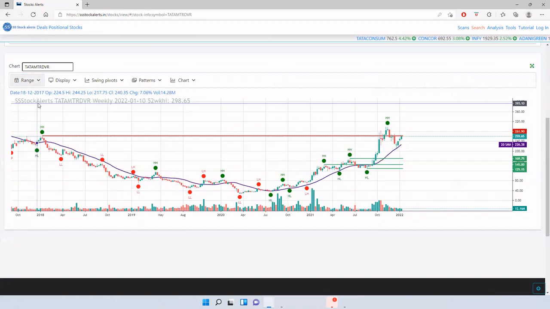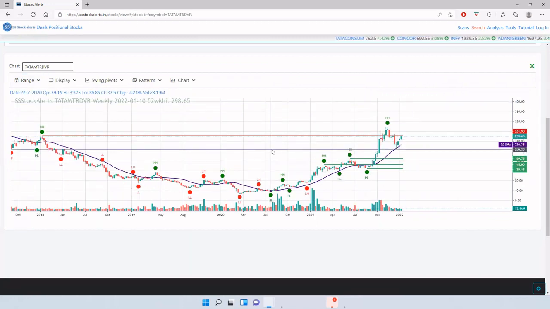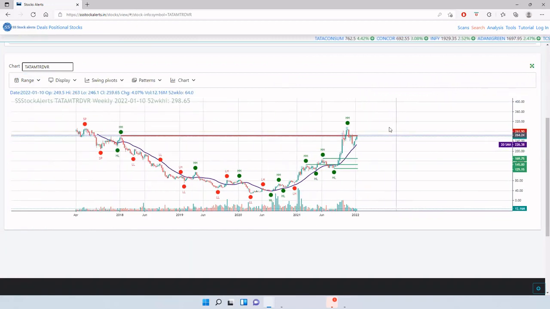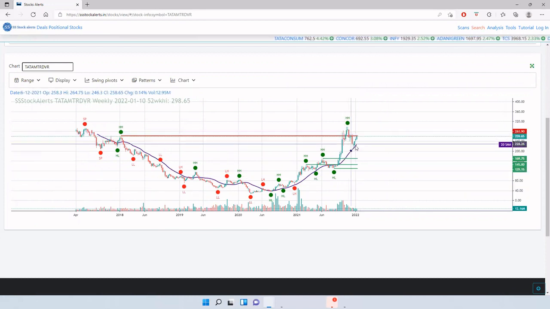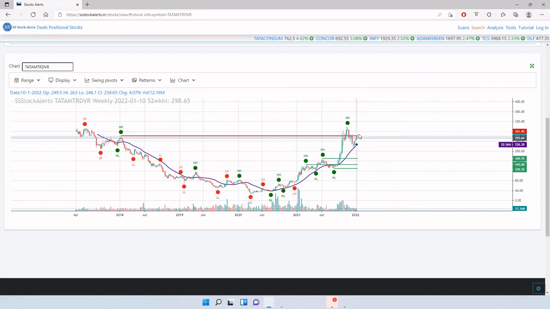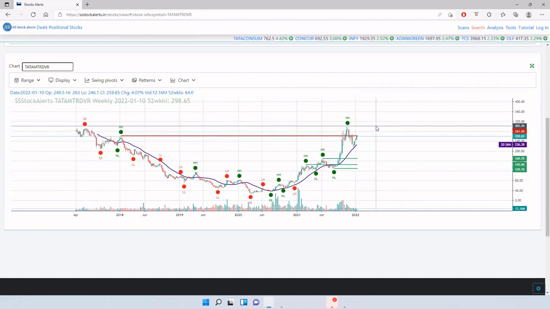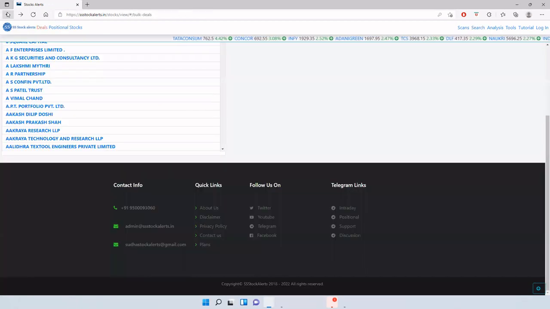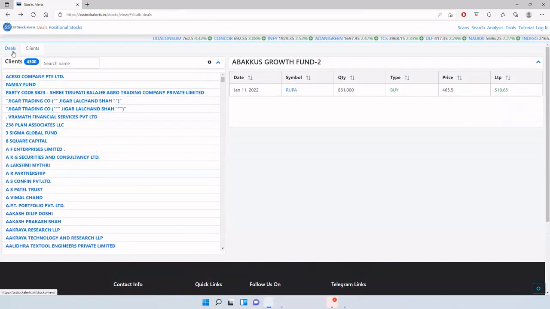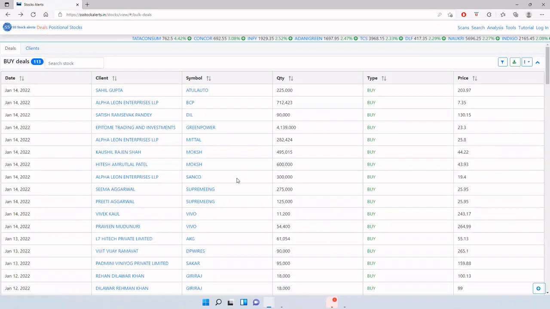So for example here, this stock is almost trading in its 52-week high zone, and they already have huge buying in this area. It might reach the top again, this 299 it can reach. So such things can happen. Those information we can easily get using the deals information.